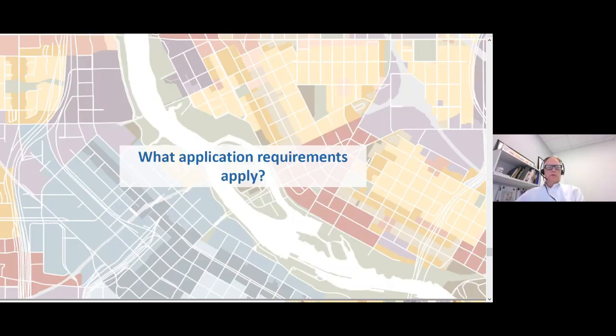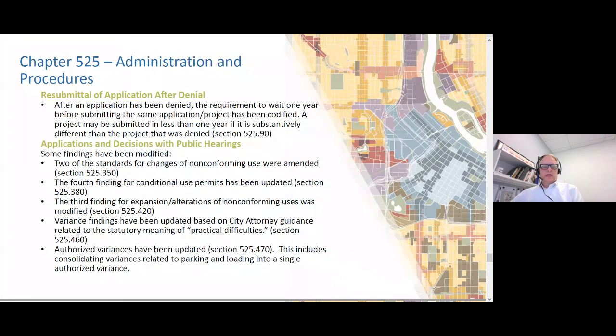Thank you. We'll review a little bit about application requirements that are applicable to different situations. Next slide, please. Chapter 525 is now called Administration and Procedures. I think it has a lot more clarity than the previous code about the different decision-making processes and who is invested with the authority to act on different applications.